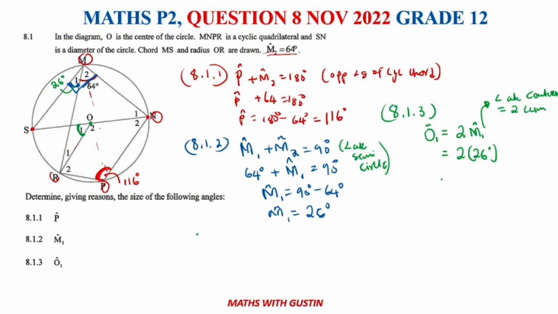Great stuff. So when you put this into our calculator, what are we getting? We are getting that O1 is equal to 52 degrees. Great stuff, so that's how you would deal with this one. Angle at the center is twice angle at the circumference. I hope you guys are really following.